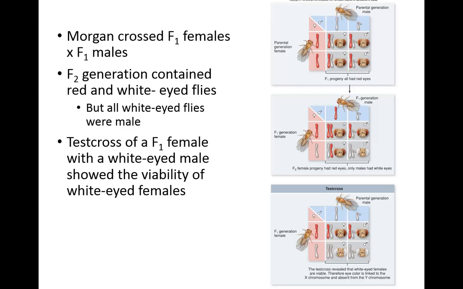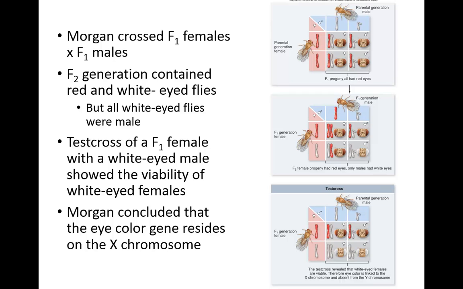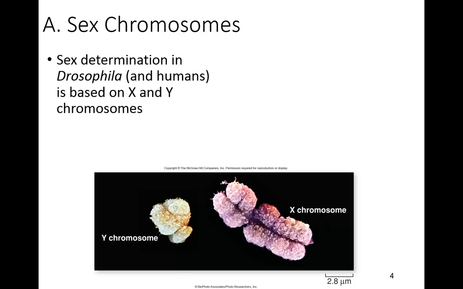So that was a possibility, but he didn't understand why all of the F2 generation that had white eyes were males, until he thought about the sex chromosomes. He concluded that the gene for eye color must be on the X chromosome. The reason this makes sense is that the Y chromosome is a lot smaller than the X chromosome.